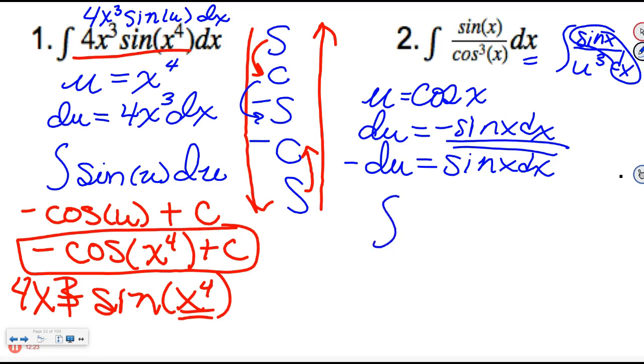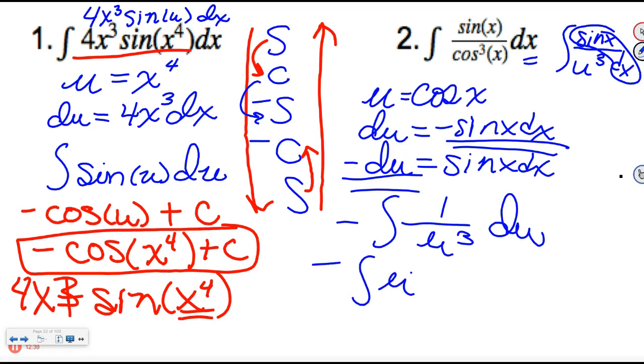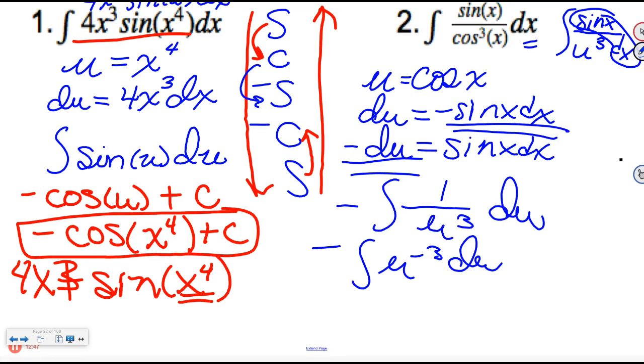So I actually have the u cubed on the bottom. The whole rest of it is negative du. So I write it here. I put my du here, and I put my 1 there. What do you think, Claire? Are you good? All right. So I'm actually integrating u to the negative 3rd du. Ashley, what's the antiderivative of u to the negative 3rd?